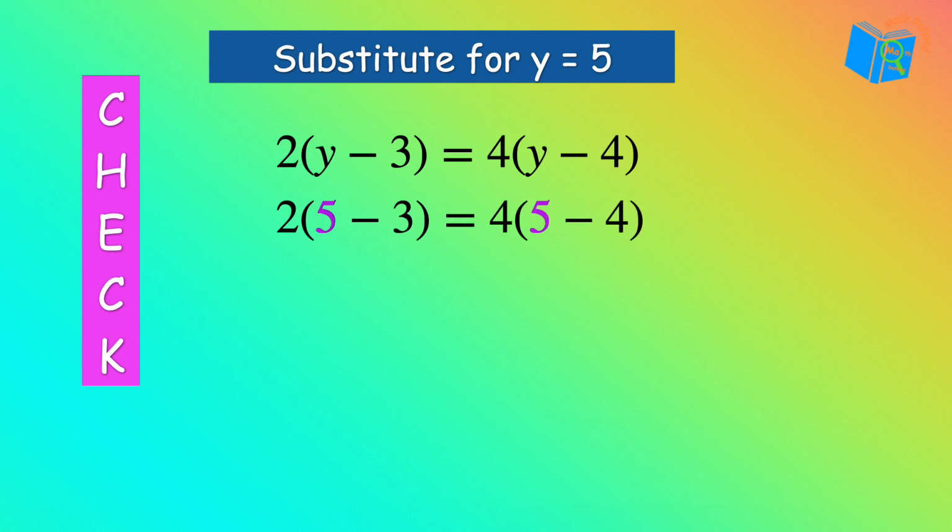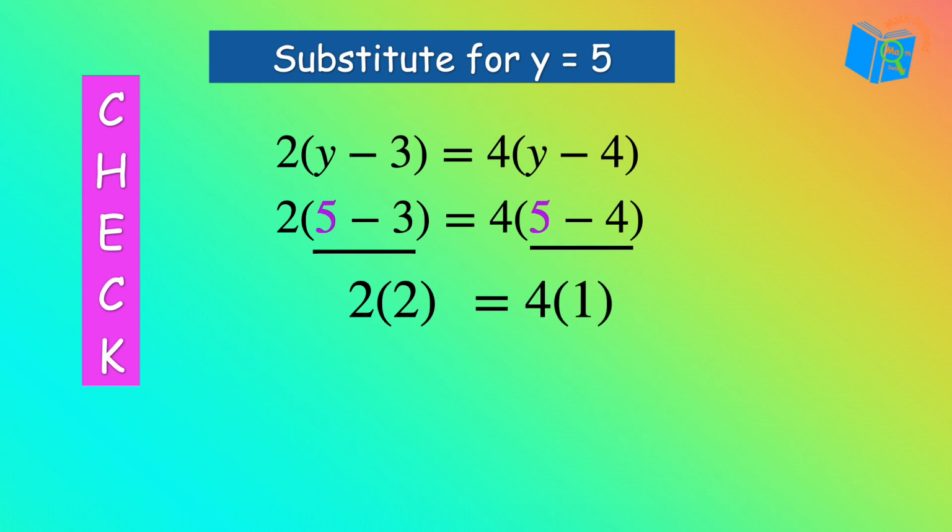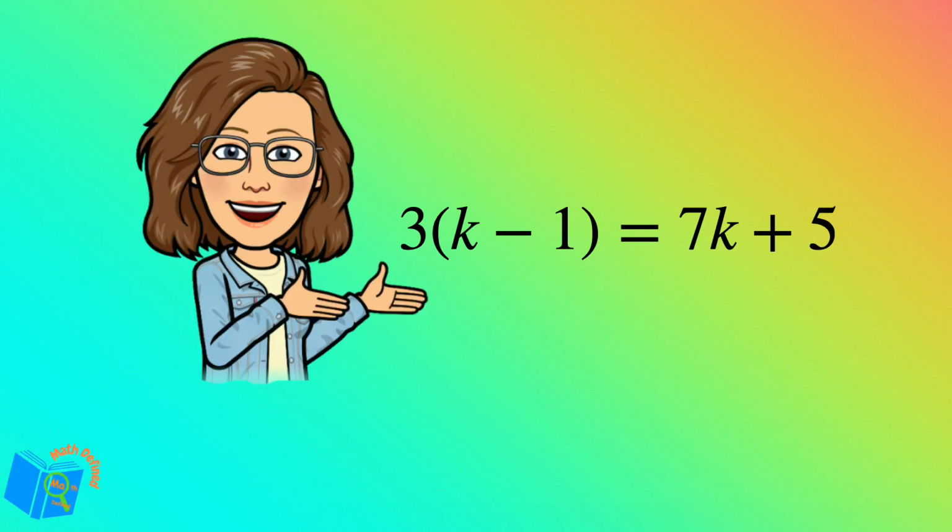Don't forget, we need to check my answer by substituting the positive 5 in place of y. Starting on the left, 5 minus 3 is 2, and on the right, 5 minus 4 is 1. Now we have 2 times 2, which is 4, and 4 times 1, which is 4. Since both sides have the same value of positive 4, we know the solution of y equals 5 is a true solution. Now here is one to try on your own.